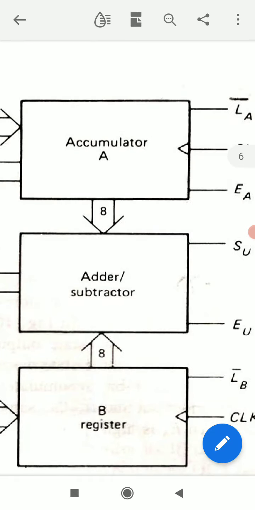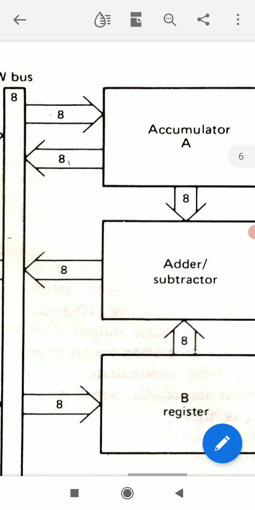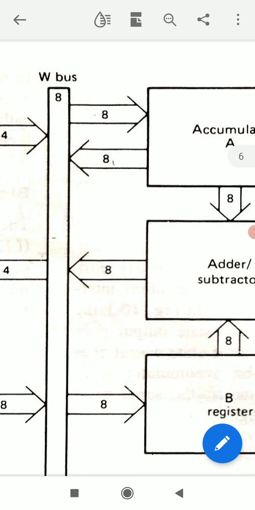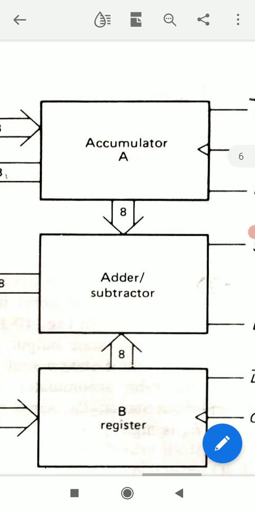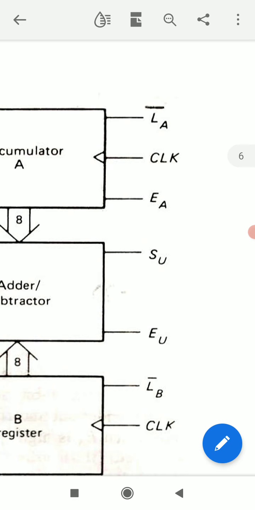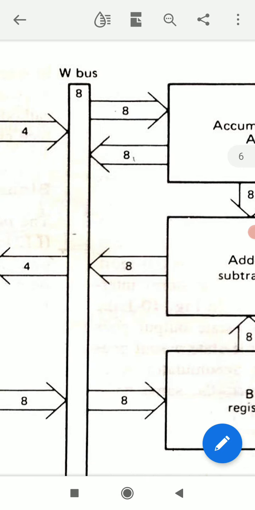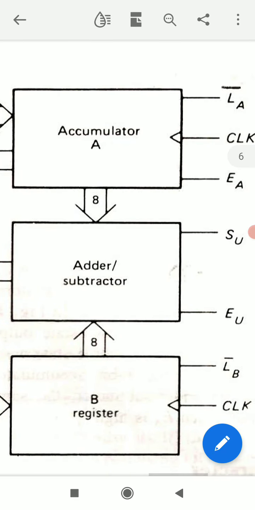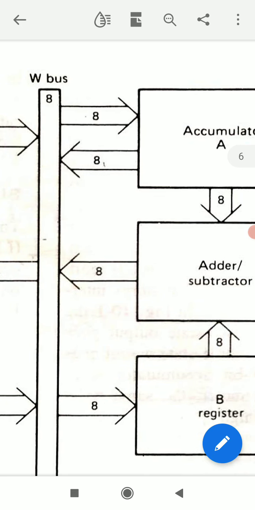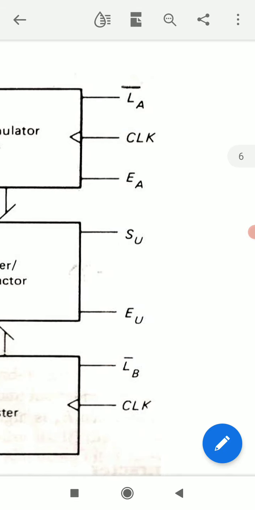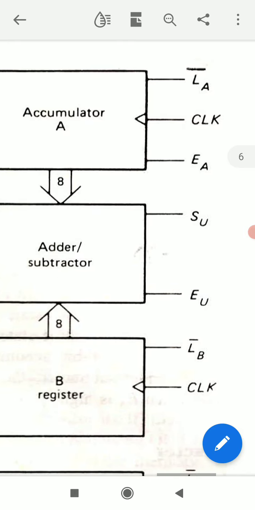This 8-bit word which goes from accumulator A to the adder subtractor is a two-state output, directly connected to the adder subtractor. And this 8-bit word which goes to the W bus is a 3-state output, and this goes to the W bus only when EA is active, enable A. When EA is 1, then this 8-bit word goes to the W bus. So this is the 3-state output which goes to the W bus, and this is the 2-state output which goes directly to the adder subtractor. It goes to the W bus only when we want, when EA is active.